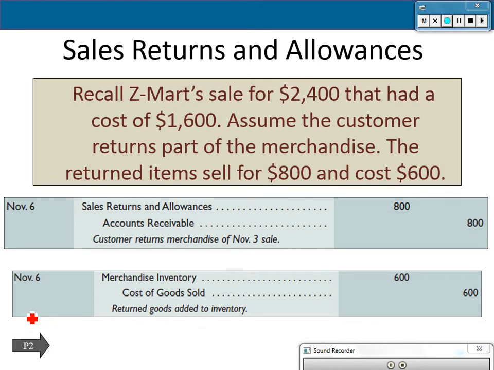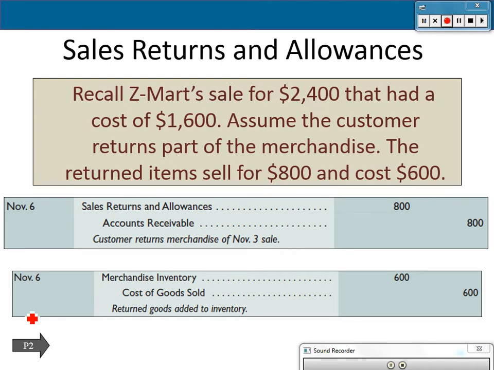So, I got a question. This is assuming that this is not defective. They just returned it. If it's defective, they're going to say it was defective, which means you give an allowance, not a return. Okay. But this is not defective. This is just returned merchandise. So we have to put it back in our inventory to be resold later on.